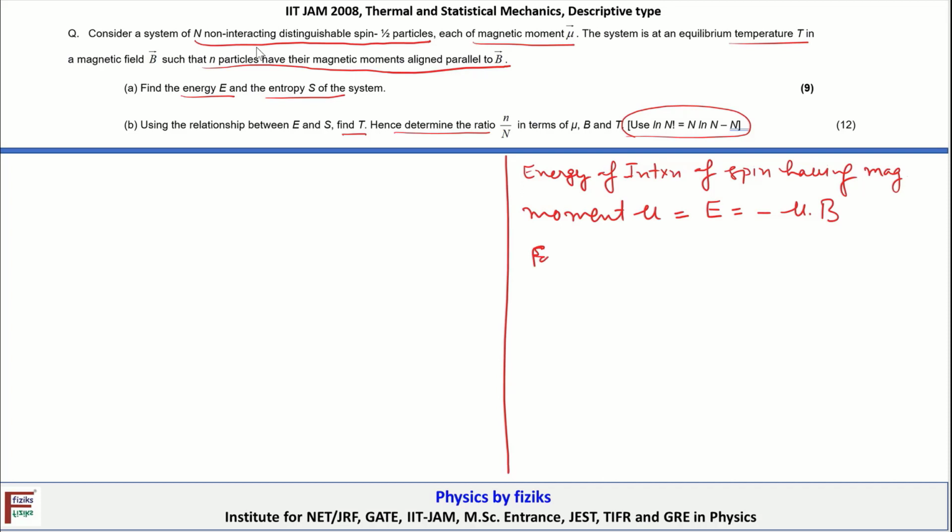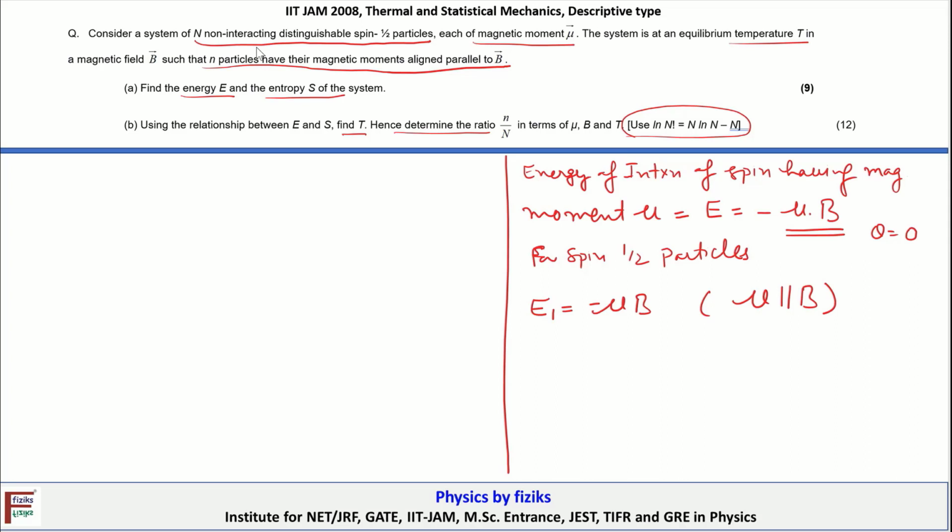For a spin half particle, some of the spins may align parallel to the field direction and some will align opposite to the field direction. Call the energy of interaction E1 when spins are aligned parallel to the field direction. That means the angle theta between mu and B is 0. So mu B cos 0 gives minus mu B. So E1 is minus mu B when mu is parallel to the magnetic field.